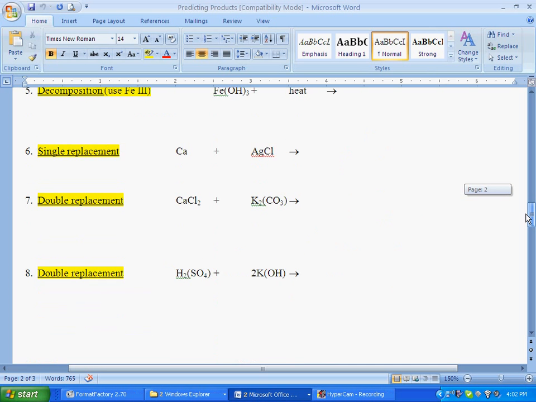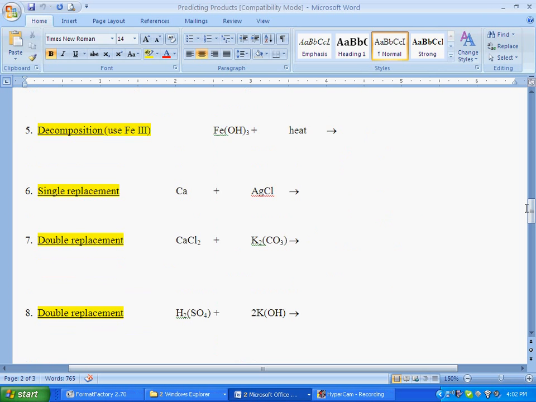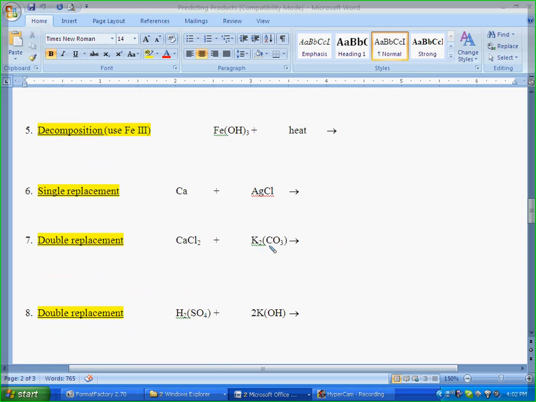With the double replacement example, the first thing we need to do is split it up and find out what the charges are. We have a charge of Ca +2 because it's in column 2. Again, you ignore these subscripts. So Ca +2 and Cl -1. Over here we have K +1 because it's in column 1, and CO3 2-.